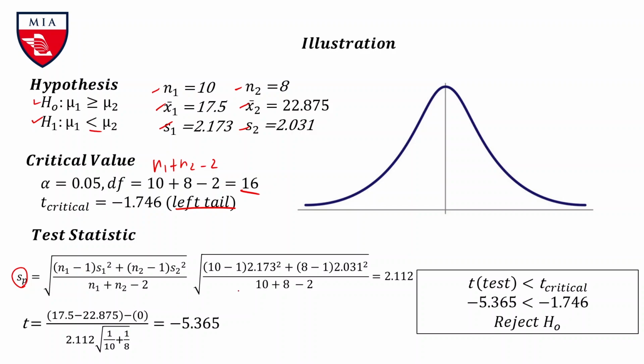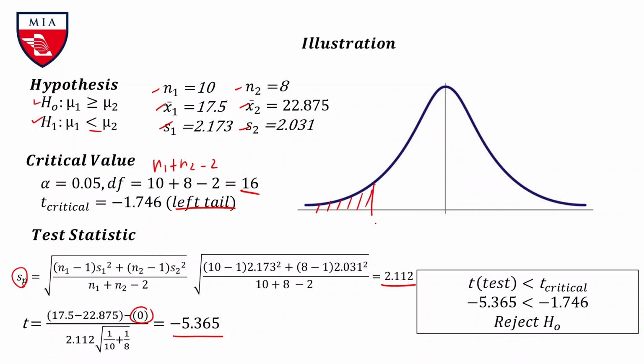After you find the pooled standard deviation, just substitute the values here. This is 0 again because we don't have any population mean. If we simplify here, we have negative 5.365. So let's draw the critical region.